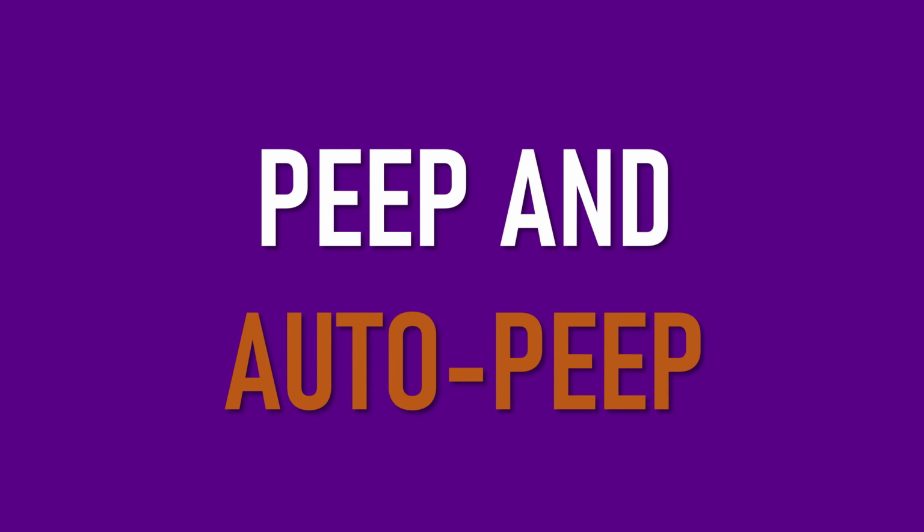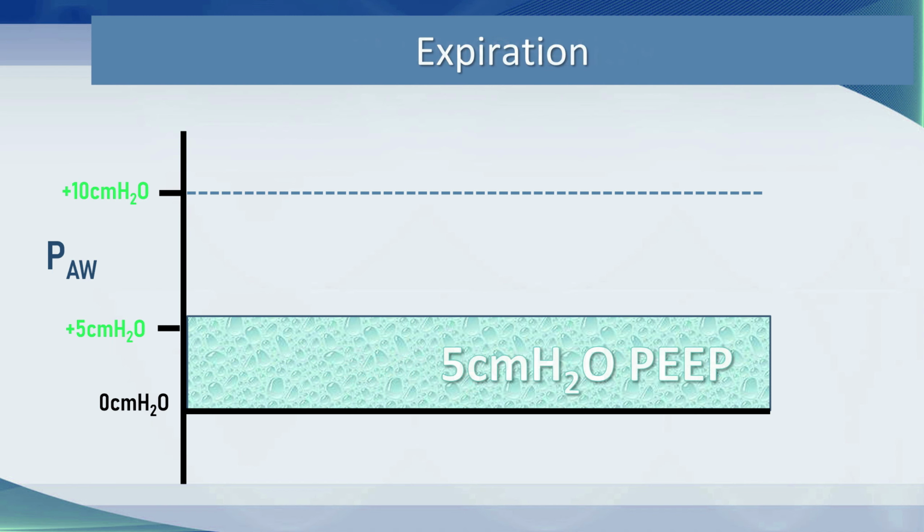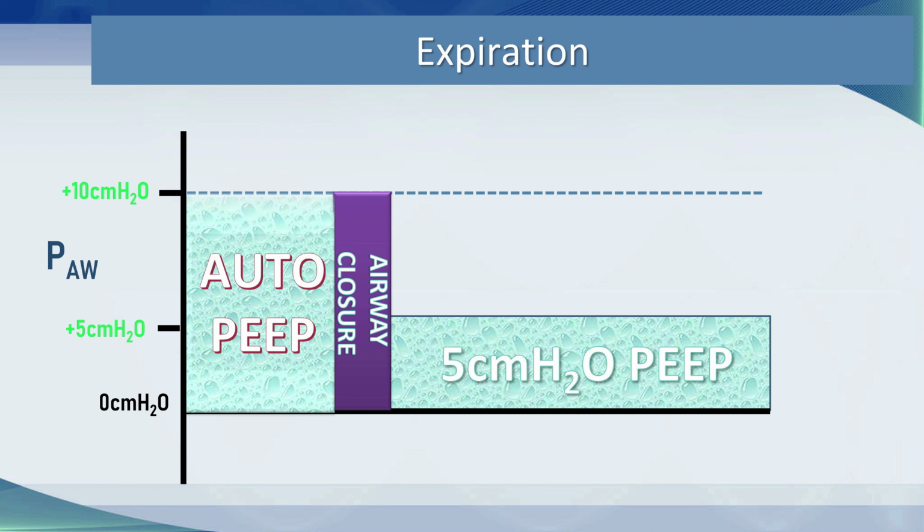PEEP and auto-PEEP. Let us explore one of the theories about how to manage auto-PEEP. Now, I've used a liquid here, a water, to describe this. And we're here at end inspiration, and the airway pressure, regardless of whether it is positive or negative airway pressure, incorporates 5 centimeters of water of PEEP or CPAP. As expiration progresses, airway closure occurs early in the cycle, and due to dynamic airway compression, gas is trapped in the alveoli at end expiration, and this is known, as we've already mentioned, as auto-PEEP.